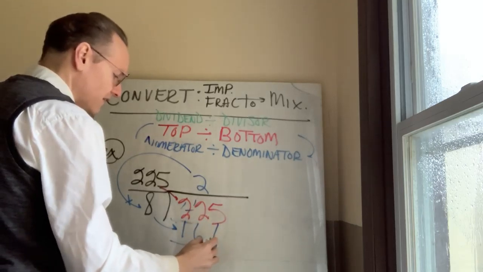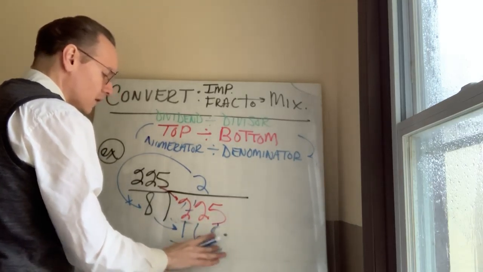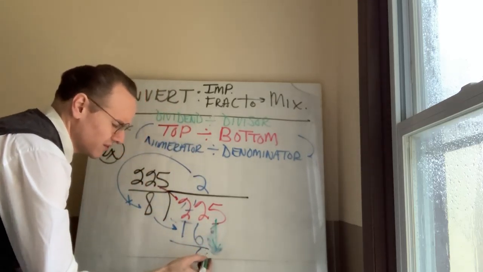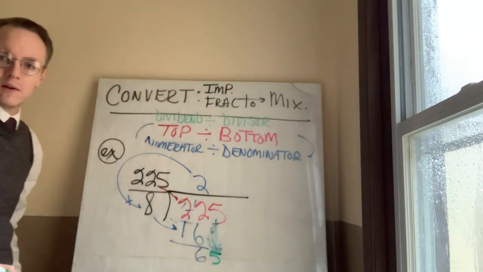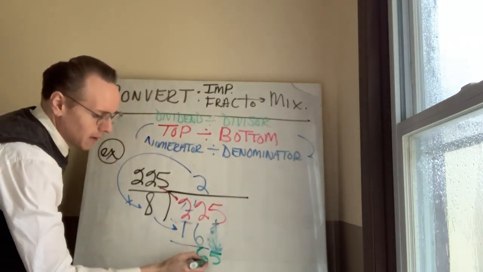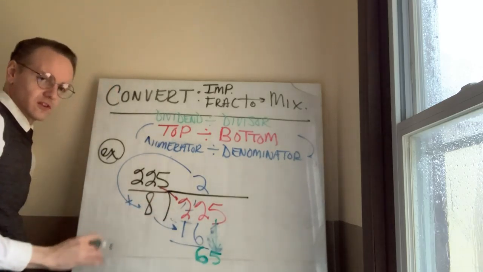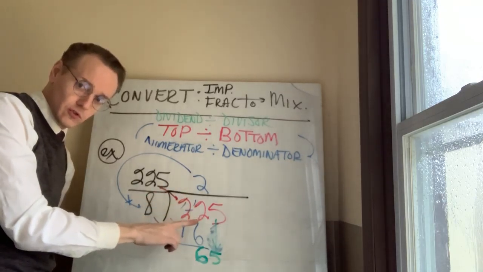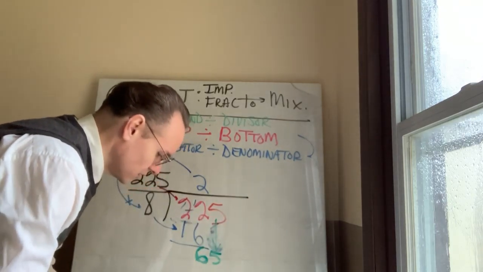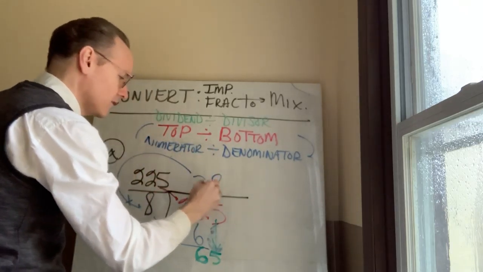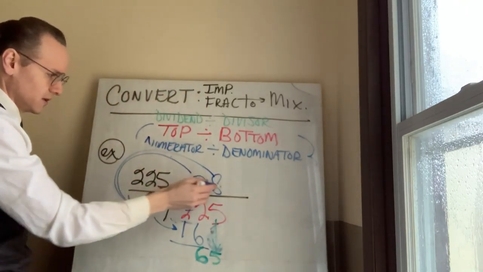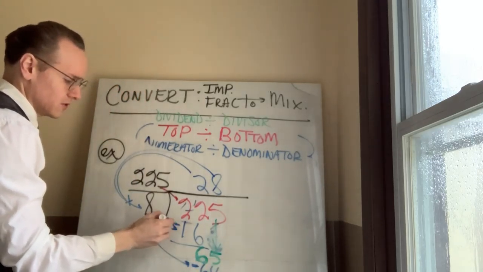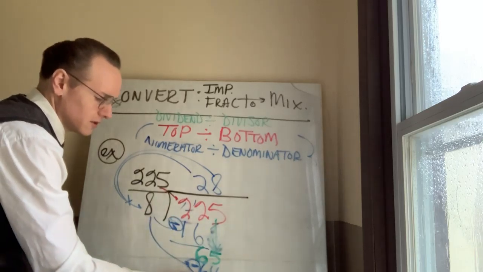All right, drag down 5, let me use a different color. Eight goes into 65, roughly. Let's see, 8 times 8 is 64. That's probably as close as you're going to get without overshooting it. So you would say, okay, 8. And then again, whatever number is here, 8 times 8 is what goes here, 64. And you subtract, just as you subtracted before. And the difference is 1.